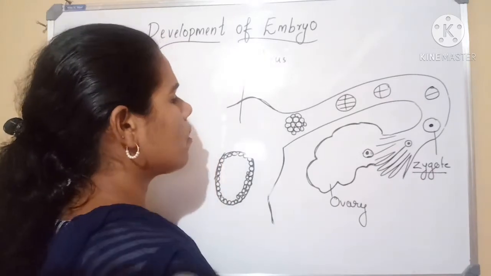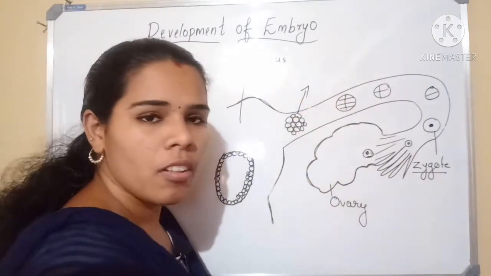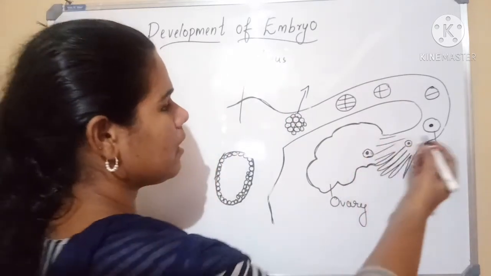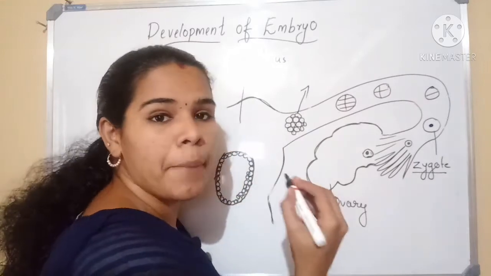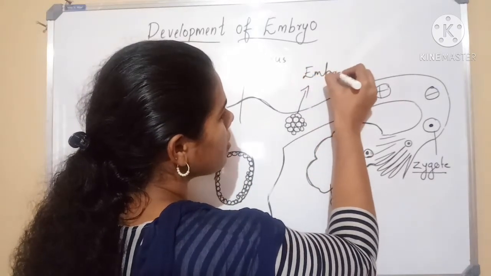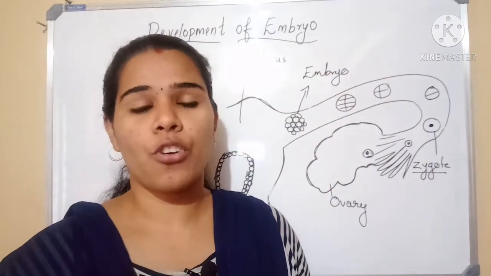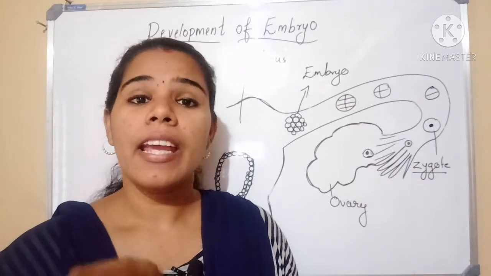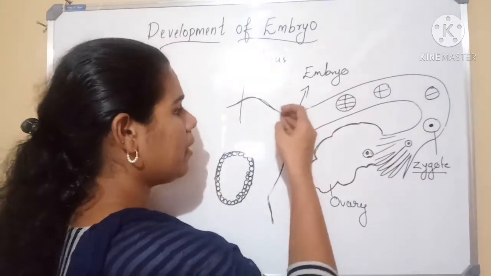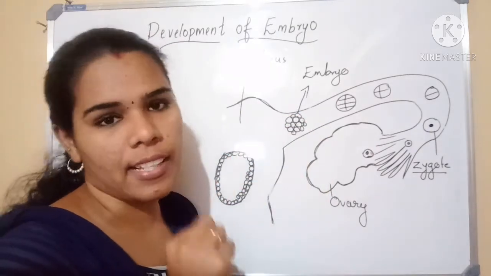This ball of cells is called what? Anybody know? Yes, this is known as embryo. The group of cells, the cluster of cells or a ball of cells is called embryo. So this embryo contains many cells, not a single cell, a group of cells.